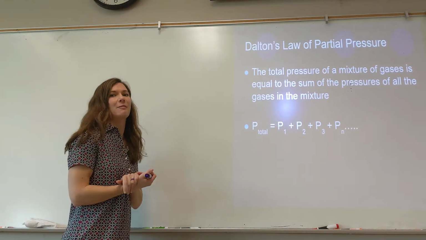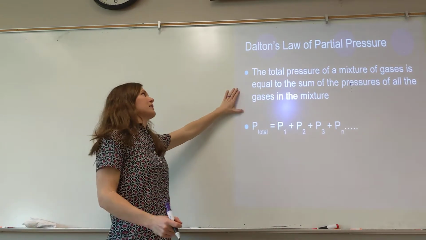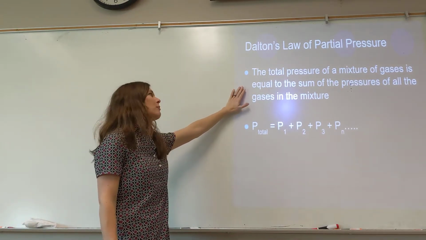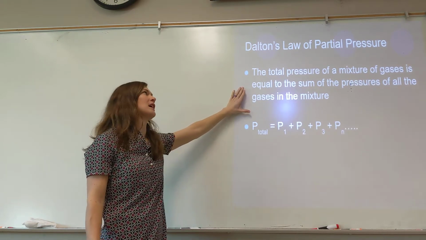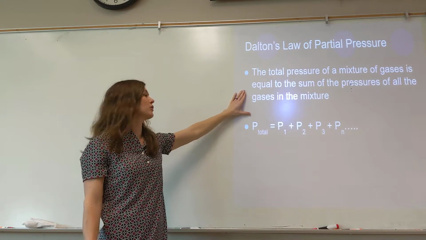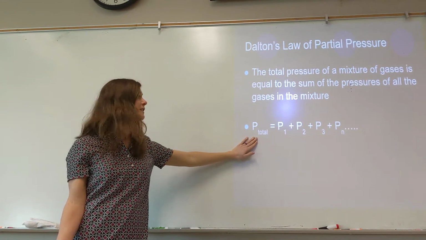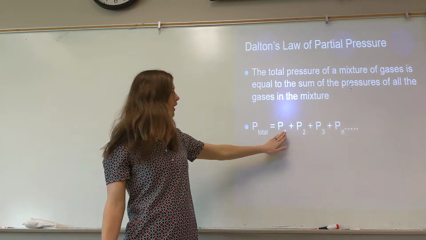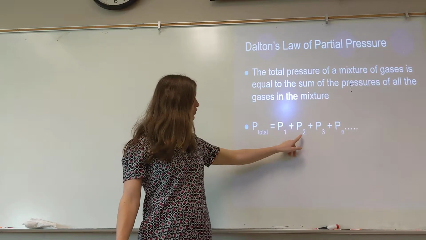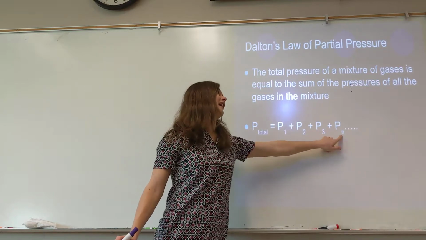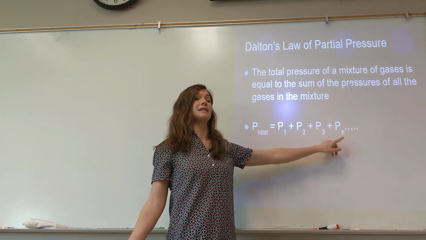Good morning. Today we're going to be talking about Dalton's law of partial pressures. So Dalton's law tells us that the total pressure of a mixture of gases is equal to the sum of all the pressures of the gases in that mixture. So our formula is P total, the total pressure in the system, is equal to P1 plus P2. Notice these are addition, so plus P2, P3, and I have Pn because we can have an infinite number of gases in the system.